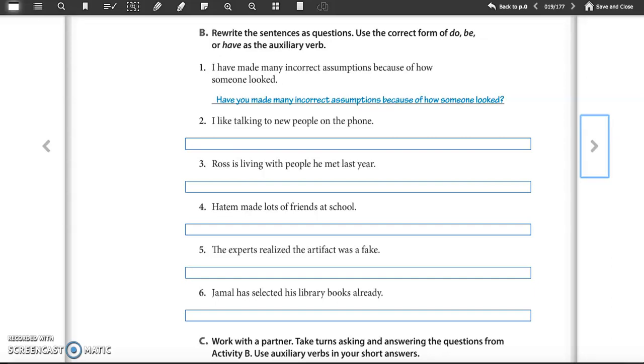Now notice here, instead of using I in the answer, they used you. When they made a question, they changed it to you, because you're asking a question. So you don't ask a question to yourself, and the question is about yourself, so they changed it to you. So if you can pause the video now, complete this exercise, and then check your answers.